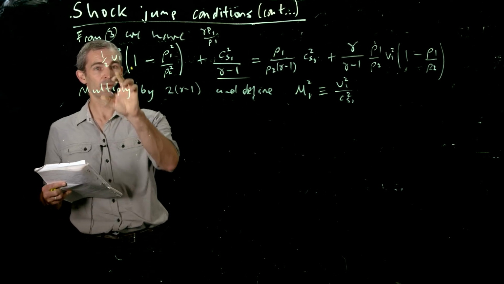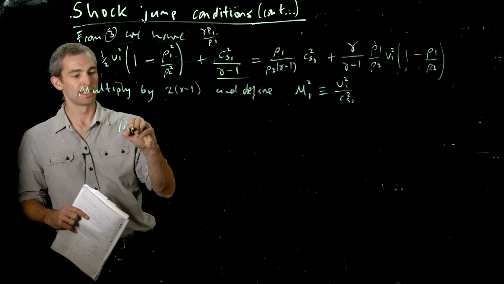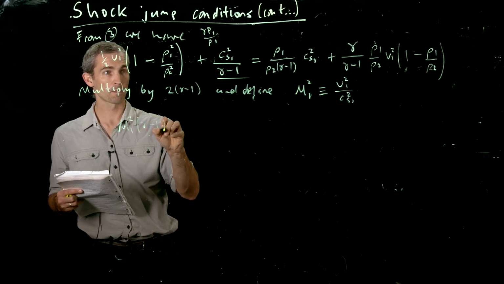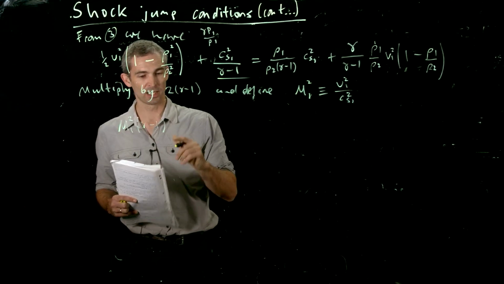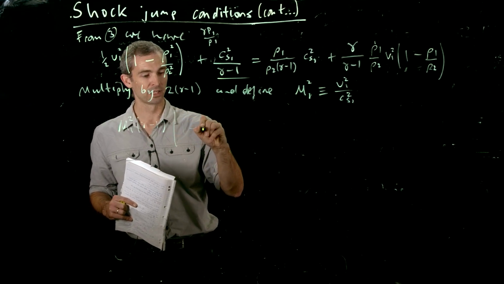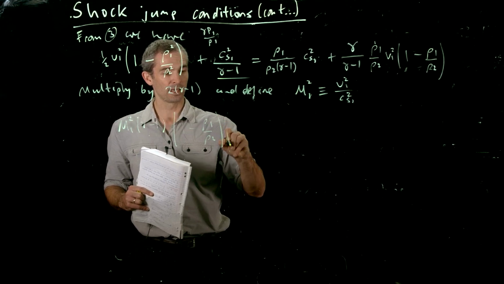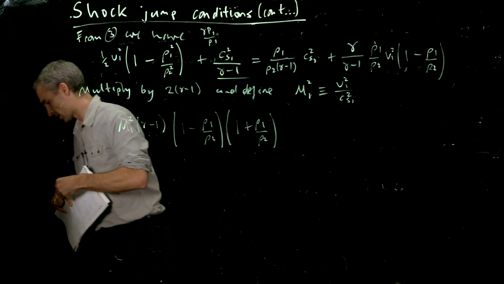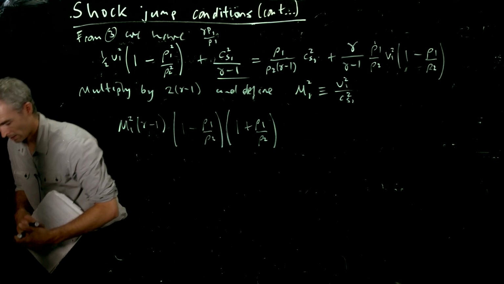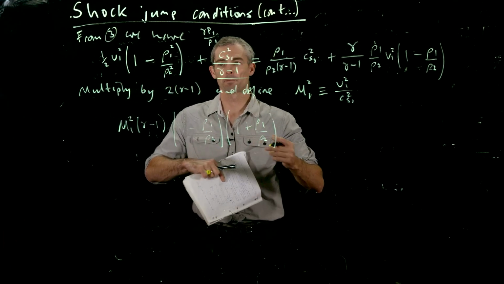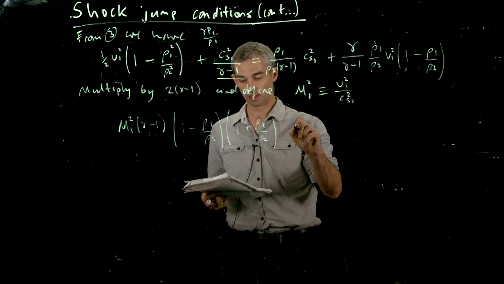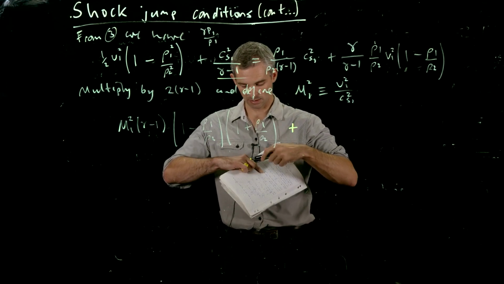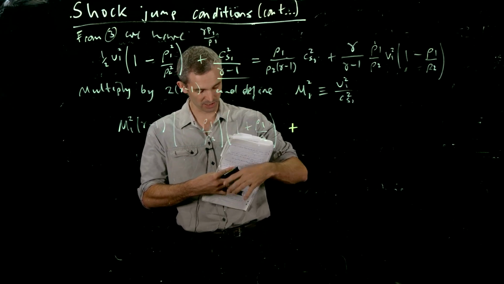And let's try and clean this up. So this is going to give us M1 squared. Now the 2 goes, but we're going to get a gamma minus 1. Now let's expand this out. This is a 1 minus rho 1 on rho 2 squared. So this is a 1 minus rho 1 on rho 2, 1 plus rho 1 on rho 2. Might change pens in a second. That's a bit weird, changing pens mid-flow. I'll change pens on the next screen.